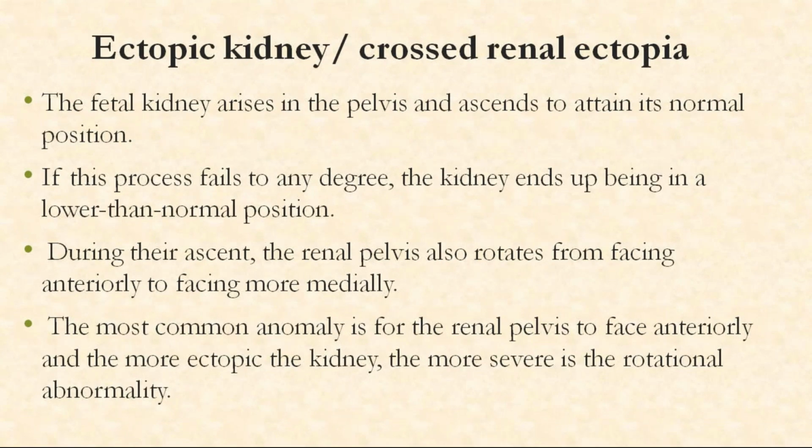Then coming to ectopic kidney or simple renal ectopia. The fetal kidney arises in the pelvis and ascends to attain its normal position. So remember, the testis develops in the abdomen and descends to the scrotum, whereas the kidney arises in the pelvis and ascends up into the retroperitoneum. If this process fails to any degree, the kidney ends up lower than the normal position. During their ascent, the renal pelvis also rotates from facing anterior to facing more medially. That is the rotation of the kidney along with the ascent. The most common anomaly is the renal pelvis facing anteriorly, and the more ectopic the kidney, the more severe is the rotational anomaly.